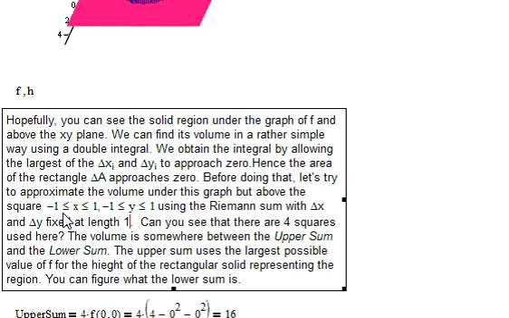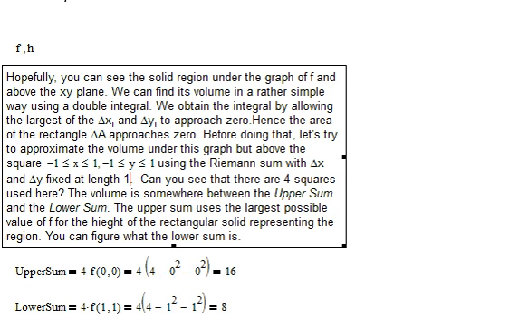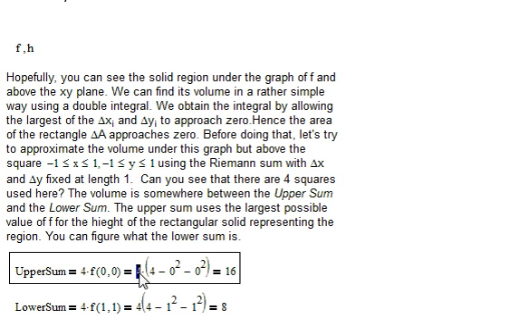So one of them would be x going from -1 to 0, and also x going from 0 to 1, but y could also go from -1 to 0 and 0 to 1, so that would be 4 squares. So the upper sum would be 4 rectangles, and then this is from the function 4 minus x squared minus y squared. And since we're subtracting the x squared and the y squared from 4, this is going to be a maximum if the x and the y are both 0, and our upper sum would be 16.